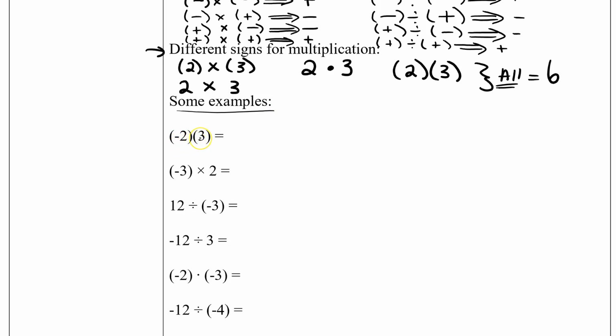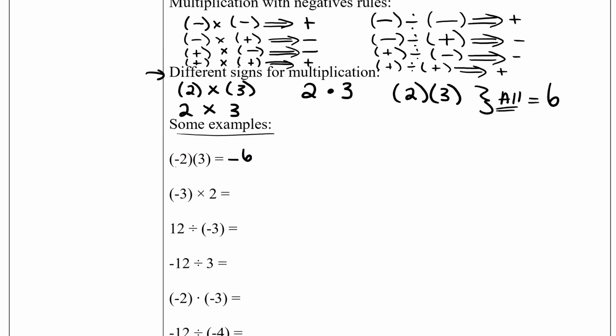So negative 2 times 3, we have a negative and a positive. That's going to be negative 6 because of this rule right here. Negative 3 times 2, well, that's still going to be negative 6. What about this one? 12 divided by negative 3. Well, you know that my sign is going to be negative because there's one negative here. 12 divided by 3 is going to be 4, so it's going to be negative 4.